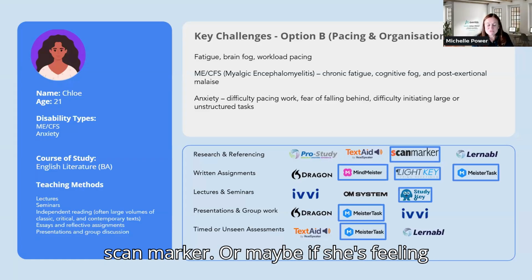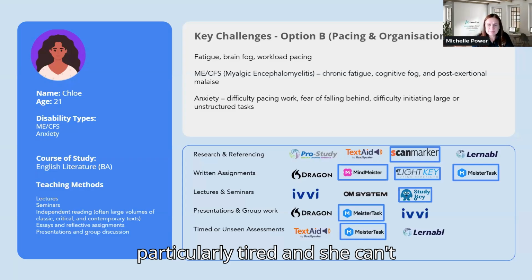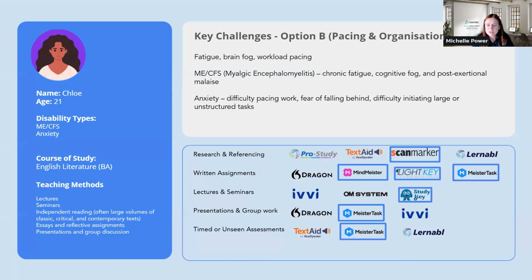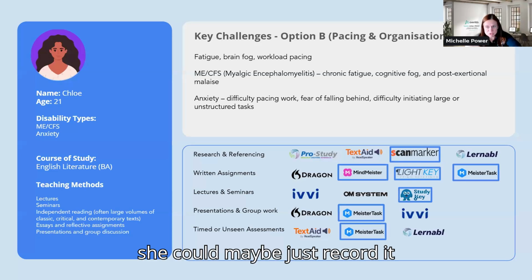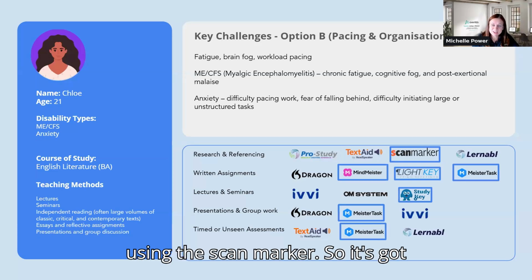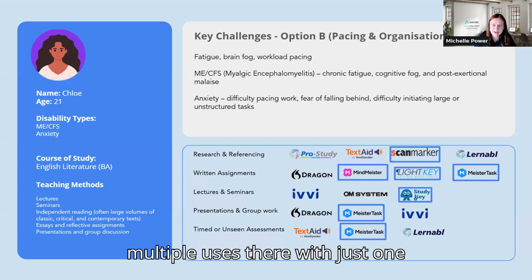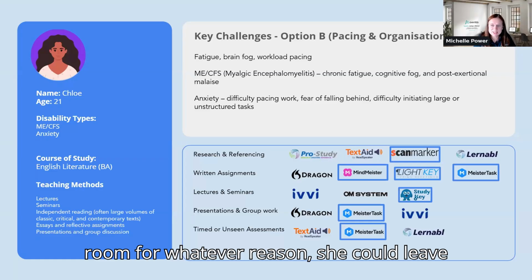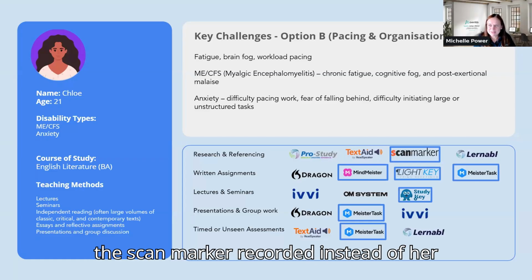Or maybe if she's feeling particularly tired and she can't concentrate very well in a lecture, she could just record it using the ScanMarker. So it's got multiple uses there with just one device. And also if she had to leave the room for whatever reason, she could leave the ScanMarker recording instead of her phone.